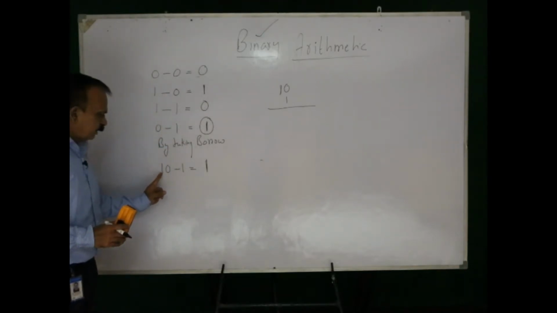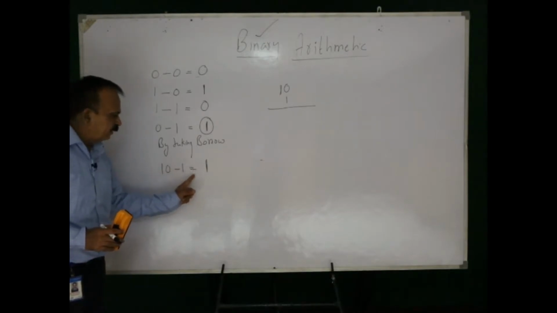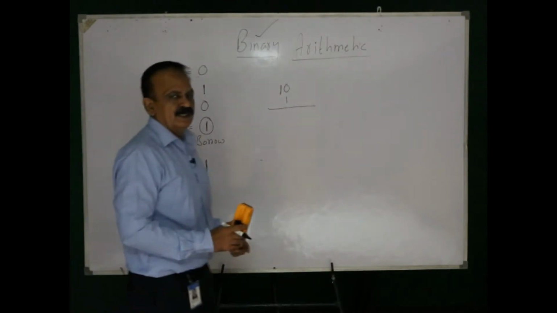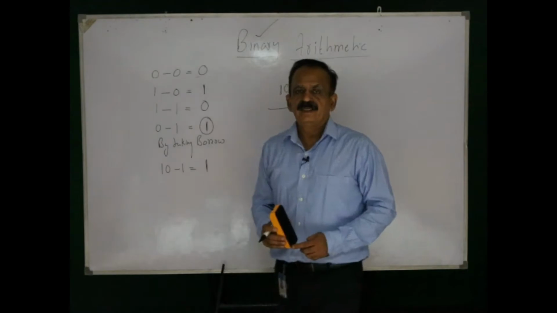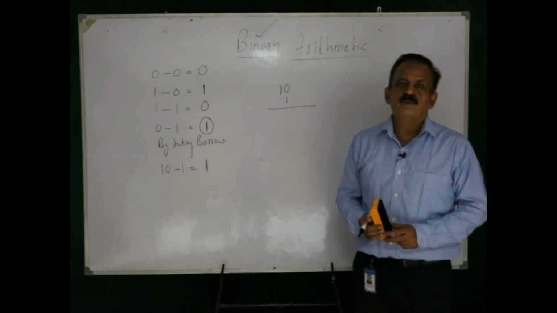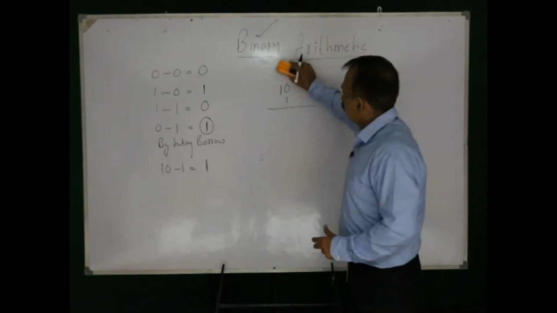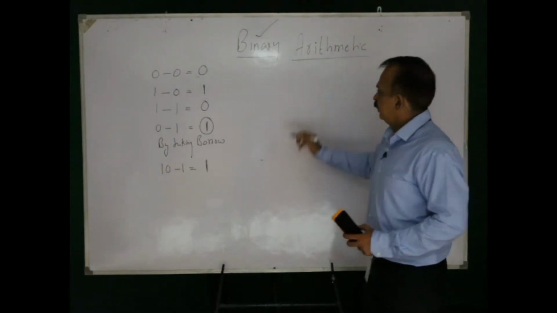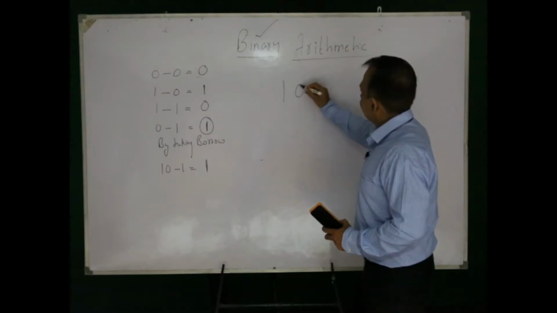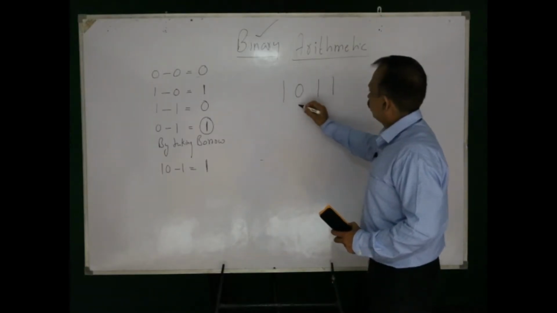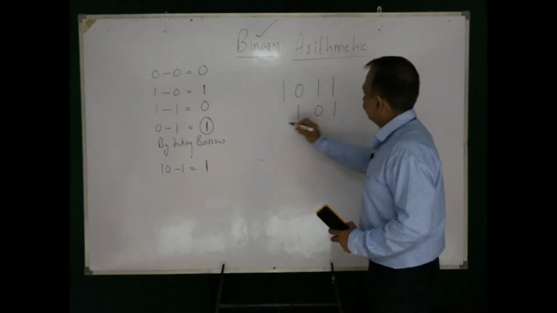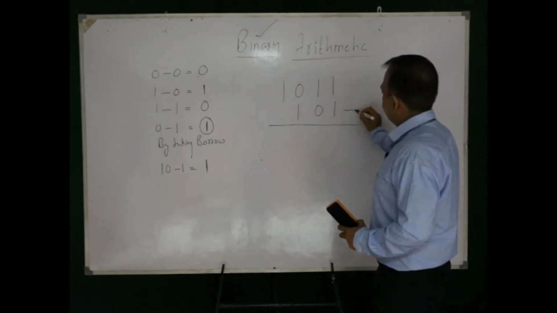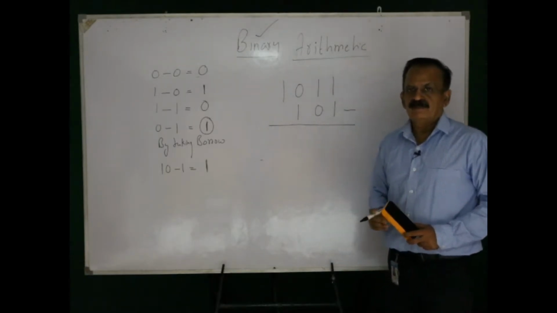When it is borrowed, then 10 minus 1, this result is going to be 1. Now on the basis of this, we can subtract the binary numbers. Say the binary number 1011, and I want to subtract 101 from this. I want to subtract these two numbers.